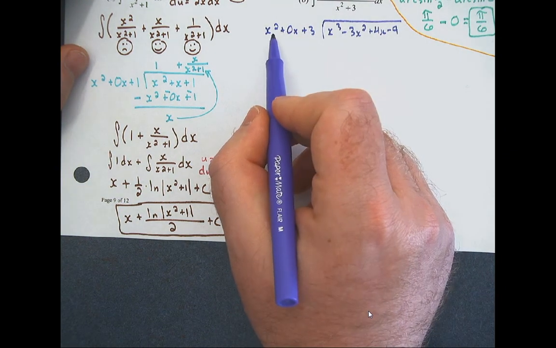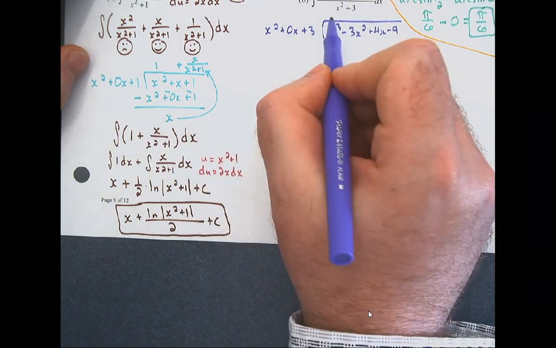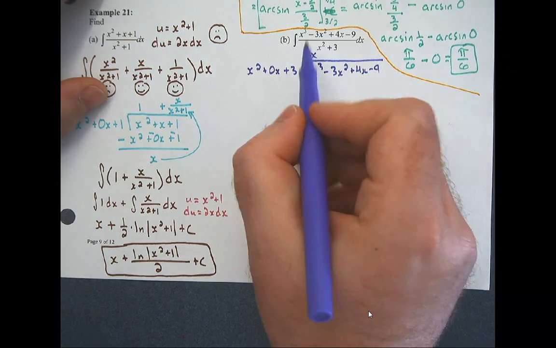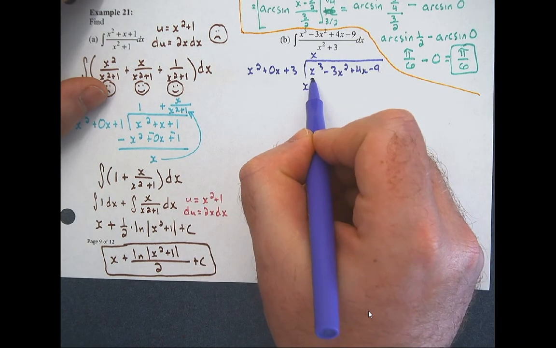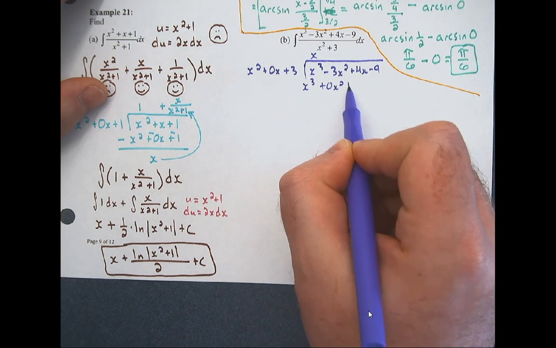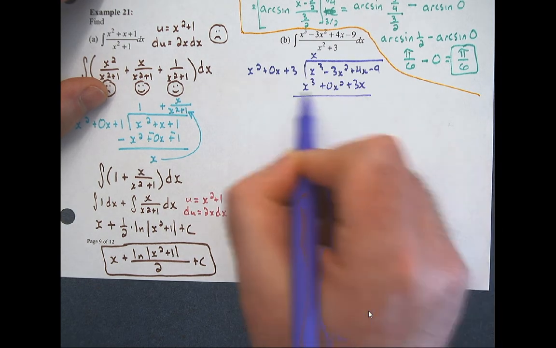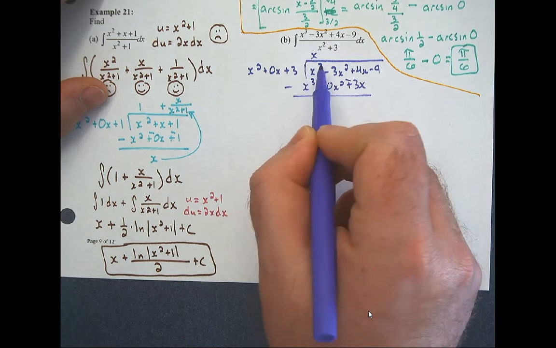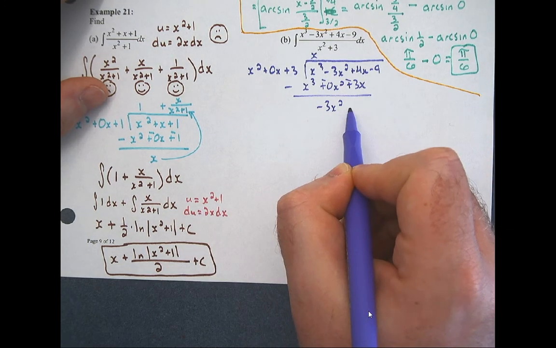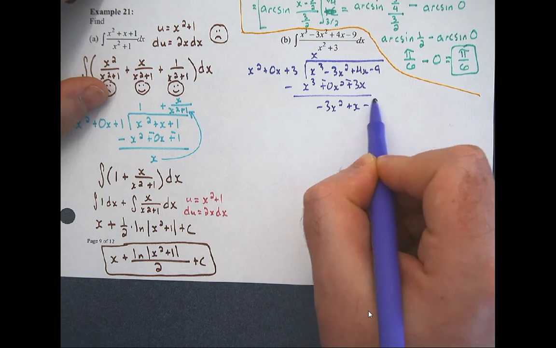Anyway, okay, what does it take to turn x squared into x cubed? I need an x. I take that x and I multiply it, so that's x cubed. That's 0x squared. That's a 3x. Draw the line, switch the signs. So that's 0. That's negative 3x squared. 4 take away 3 is x, and then the 9 drops.